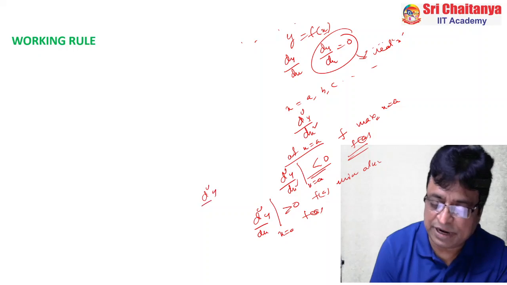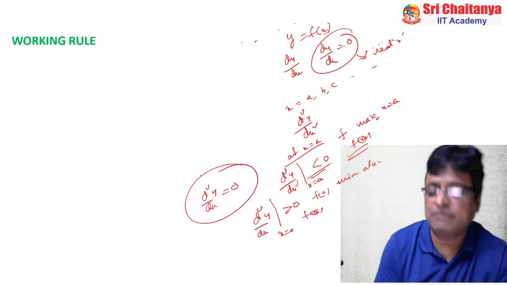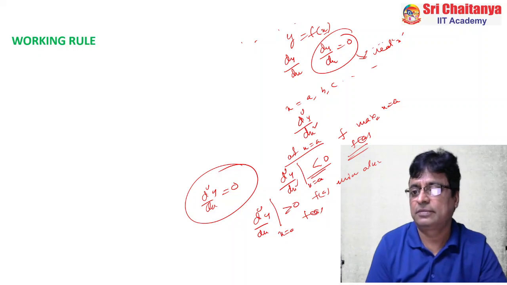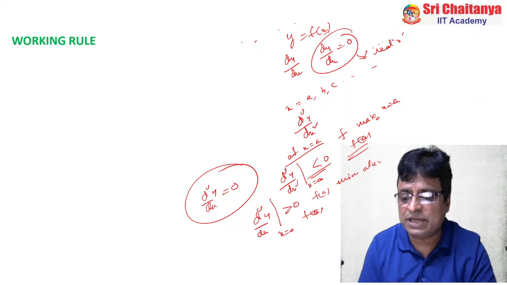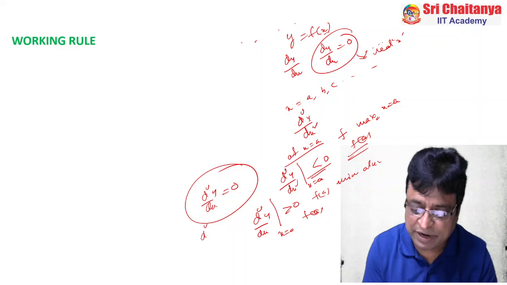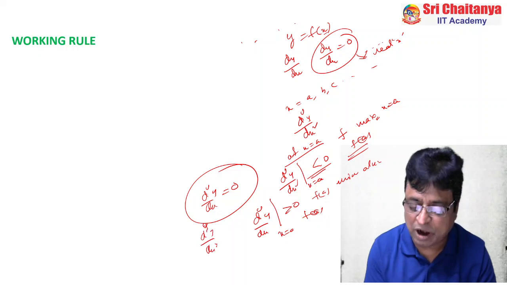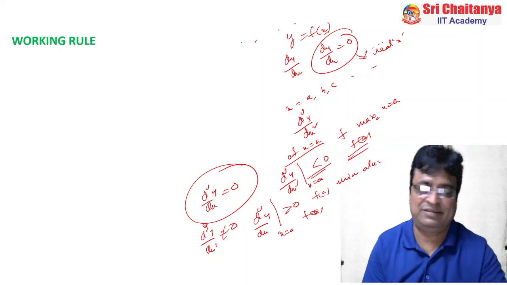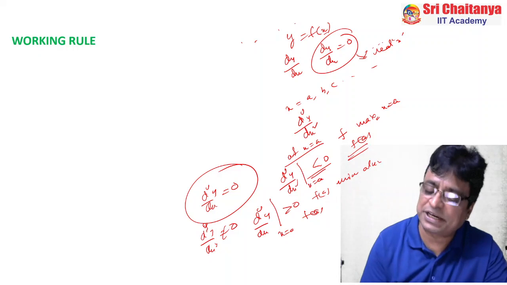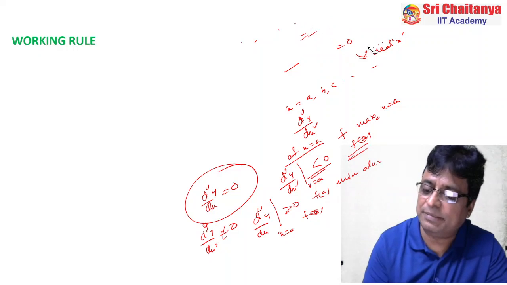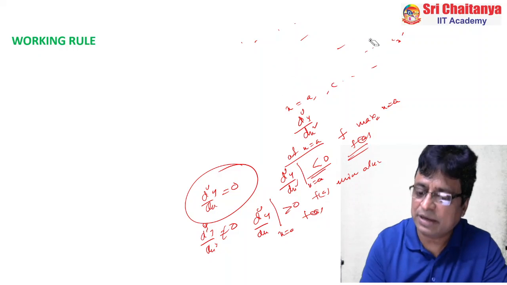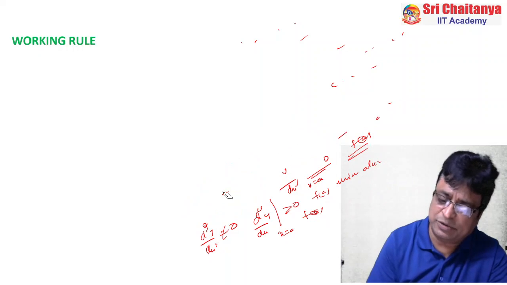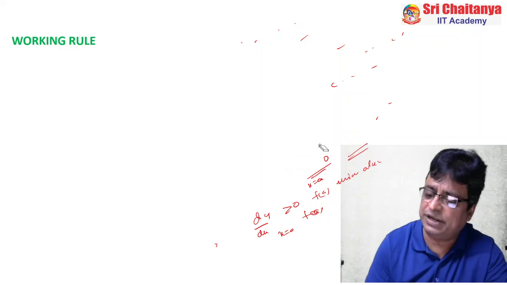Suppose d square y by dx square equal to 0, what will happen? The second order derivative test fails. If d square y by dx square equal to 0, but d cube y by dx cube not equal to 0, then I can say that the point is a point of inflection. At that point of inflection, the function has neither maxima nor minima. So like this, we can apply second order derivatives, third order derivatives and fourth order derivatives.